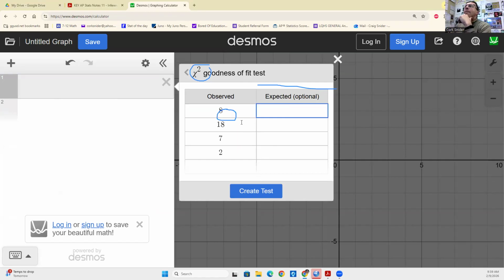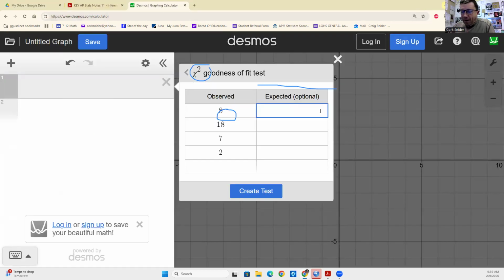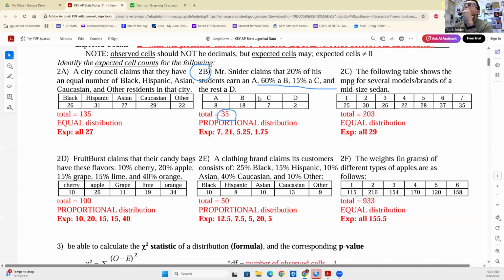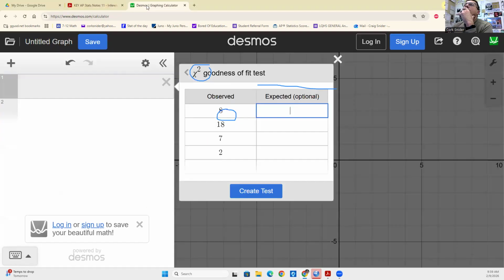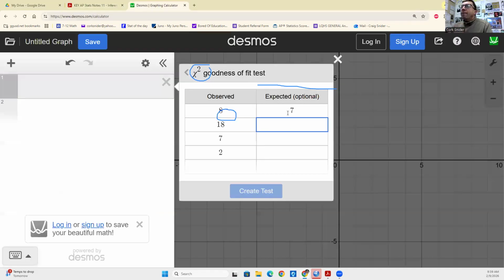I'm expecting, if you look back, 20% A's. So I got to go 35 times 0.2. Oops, didn't work. Well, I'll have to do it by hand. 35 times 0.2, I believe, is 7. Okay, so that's 7. Then I got to go 35 times 0.6 to get my B's. 35 times 0.6 is 21. Sorry, I'm going back and forth. It's a little aggravating, I know.